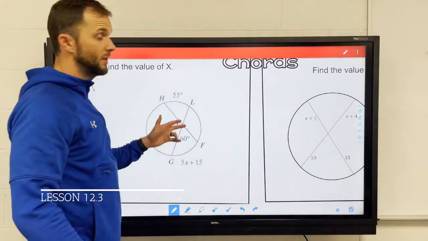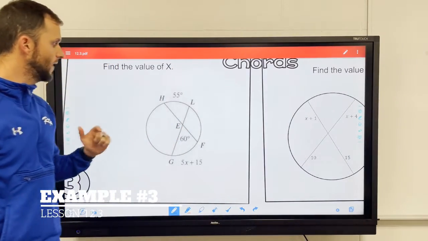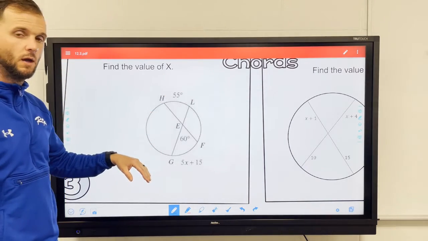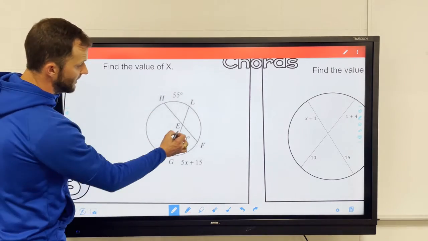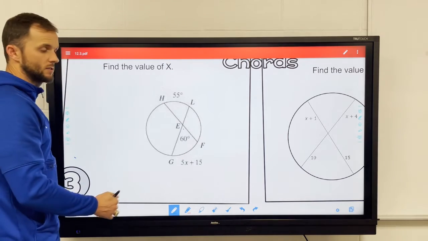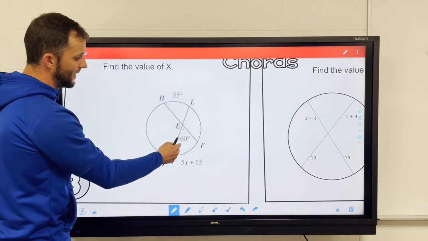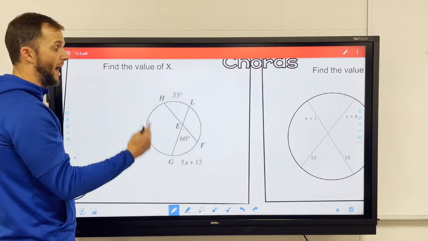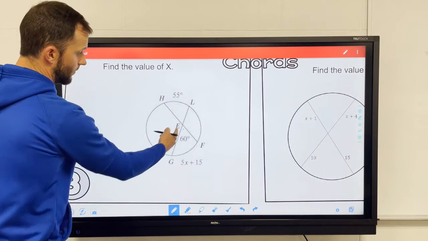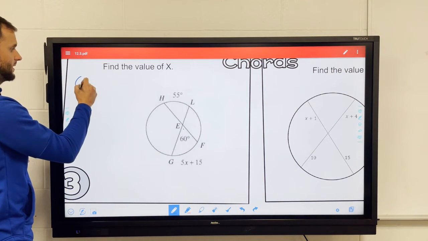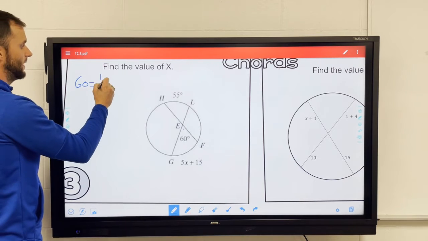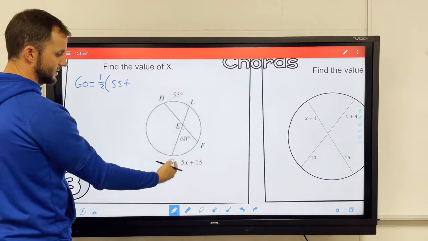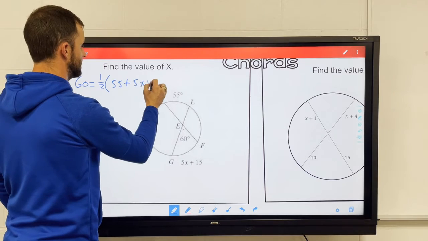Okay, so on example number 3, it wants me to find the value of x here. So if you look, I have two chords crossing each other. And I know that I've been given this angle right here. So to find that angle, I'm going to take half of the two intercepted arcs added together, correct? So that means this angle, 60, is going to be equal to 1/2 the measure of 55 plus 5x plus 15.